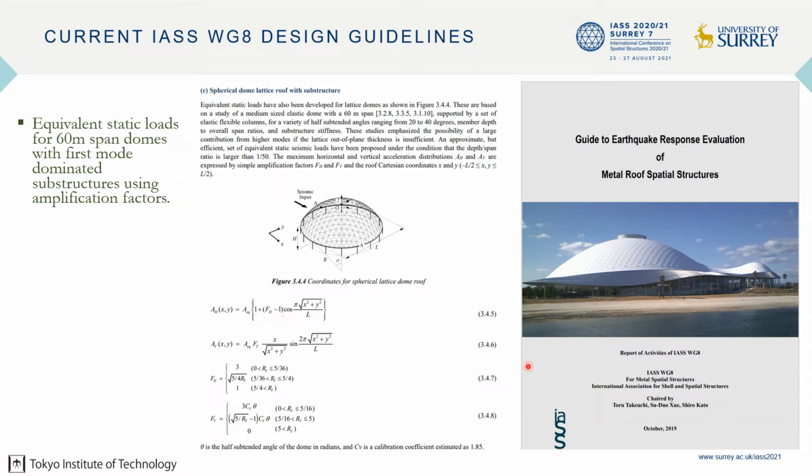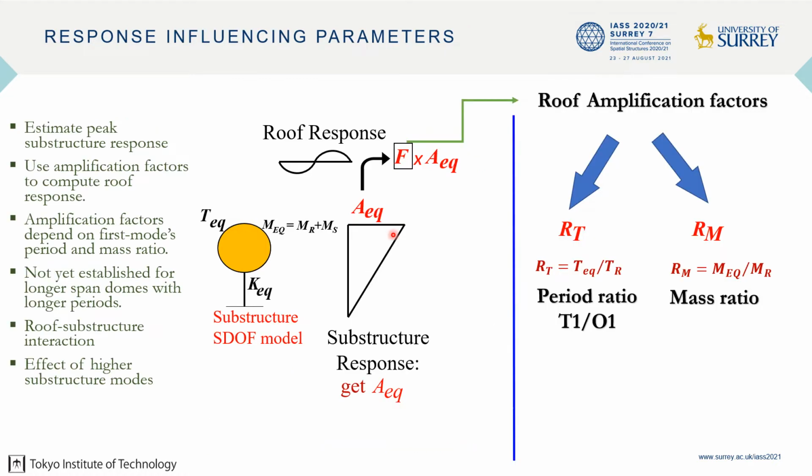The current IASS Working Group 8 guidelines recommend using equivalent static loads for domes with single-story substructures using so-called amplification factors. These were proposed based on a study of a medium-sized elastic dome with a 60-meter span. The idea is to model the substructure as an SDOF model, estimate the peak acceleration, and multiply it with the amplification factor to obtain the peak roof response.